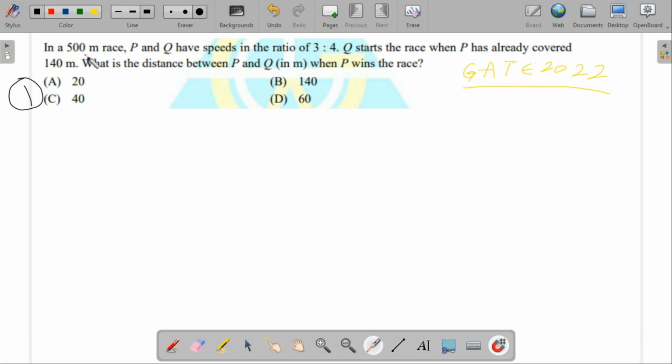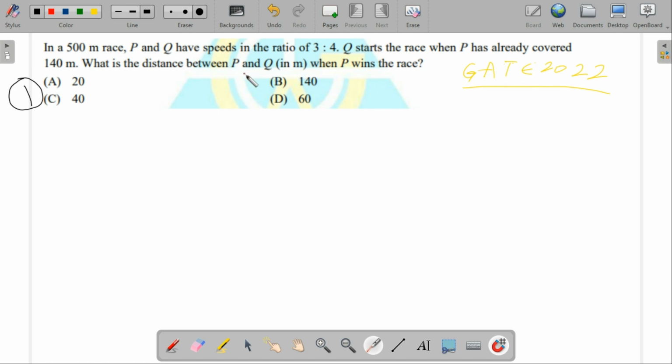In the question, they have mentioned in a 500 meters race, P and Q have speeds in the ratio. So we have been given the speed ratios of P and Q. And Q starts the race when P has already covered 140 meters. So we can clearly see that Q has started when P is already at 140 meters. So P is at advantage now. So what is the distance between P and Q?